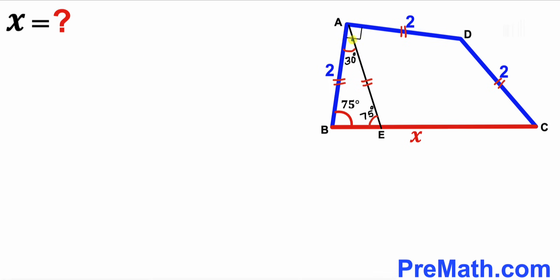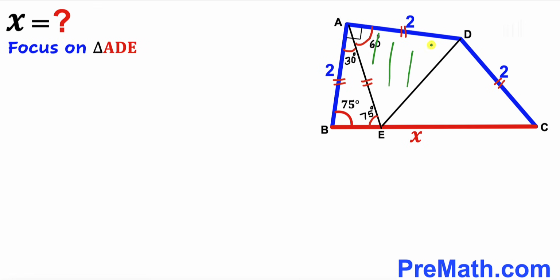Now let's make an observation. We know this angle is a 90 degrees angle and this is a 30 degrees angle. So we conclude that this remaining angle has got to be 60 degrees. In this next step, I am going to connect these two points E and D, as you can see in this next step. As a result, we end up with this triangle ADE.